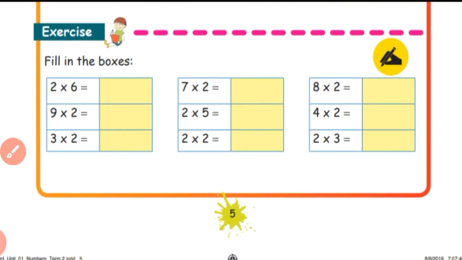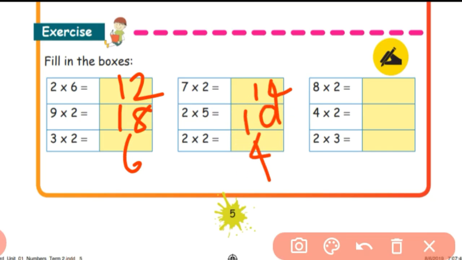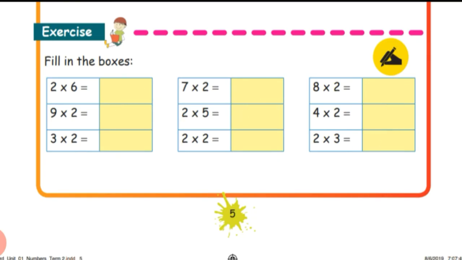See this exercise, fill in the boxes. 2 into 6 is equal to 12, 9 into 2 is equal to 18, 3 into 2 is equal to 6, 7 into 2 is equal to 14, 2 into 5 is equal to 10, 2 into 2 is equal to 4, 8 into 2 is equal to 16, 4 into 2 is equal to 8, 2 into 3 is equal to 6.